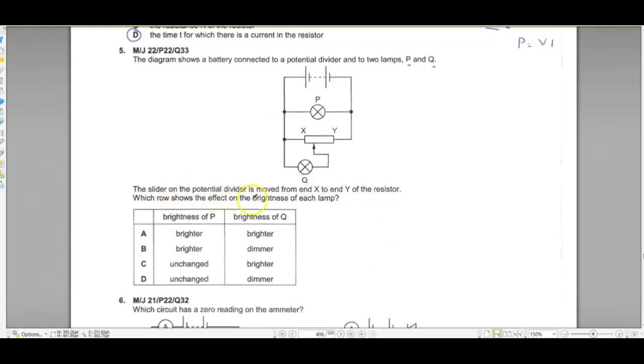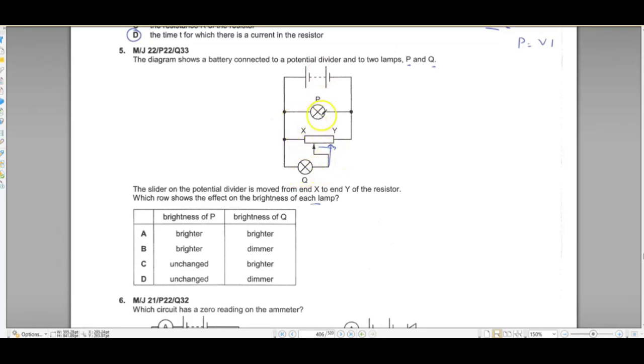Which row shows the effect on the brightness of each lamp? So this resistance is moved from this point to this point, so the resistance is going to increase for this lamp. Okay? So we can see that the resistance is going to be over here.